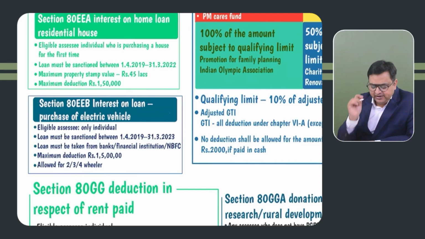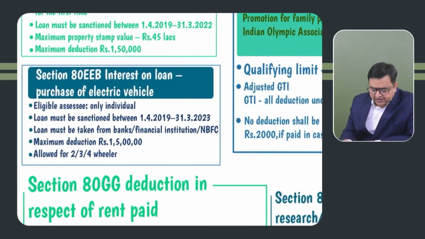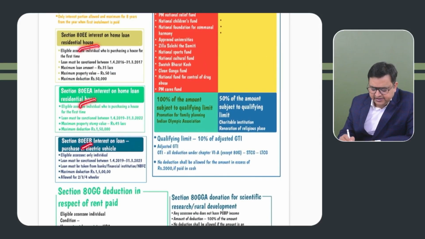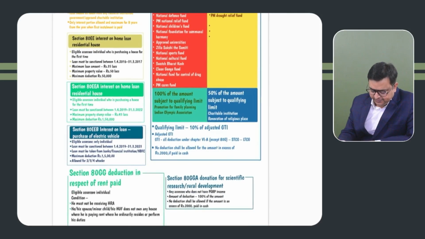But the point here is, why I'm saying that it is not so relevant, because here the loan must be sanctioned between these dates. So loan from 1st April 2019 till 31st March 2023. At least learn this date. So if the loan has been sanctioned up to 31st March 2023, before our previous year, that is the reason I'm saying that these are quite outdated sections. So there are very little chances that the examiner will ask you questions on 80EE, EA, and EEB. I don't think so. Okay.